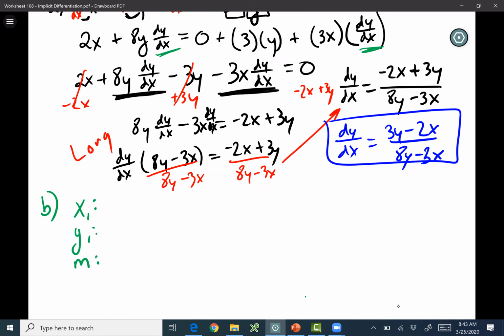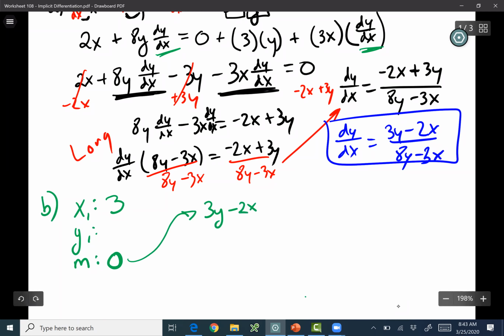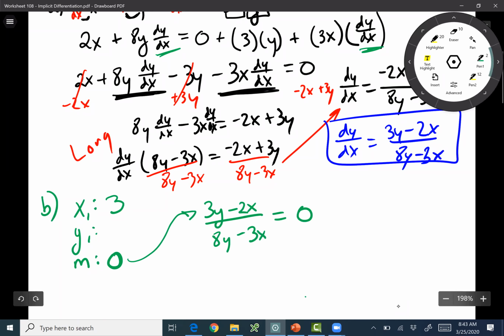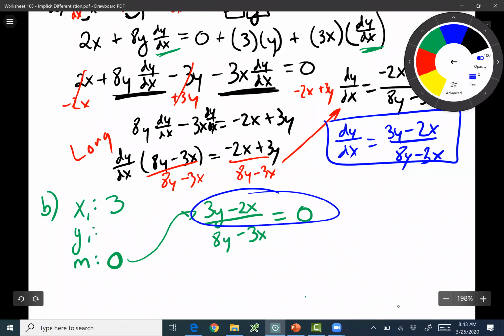What's going to happen is that our x1 is 3, and our y1 is unknown, and our m has to be 0, right? That was given to us. Our m has to be 0. So we want to take that m being 0 and say, okay, we have 3y minus 2x over 8y minus 3x, and that's going to be equal to 0. That's only going to equal 0 if the numerator is 0.